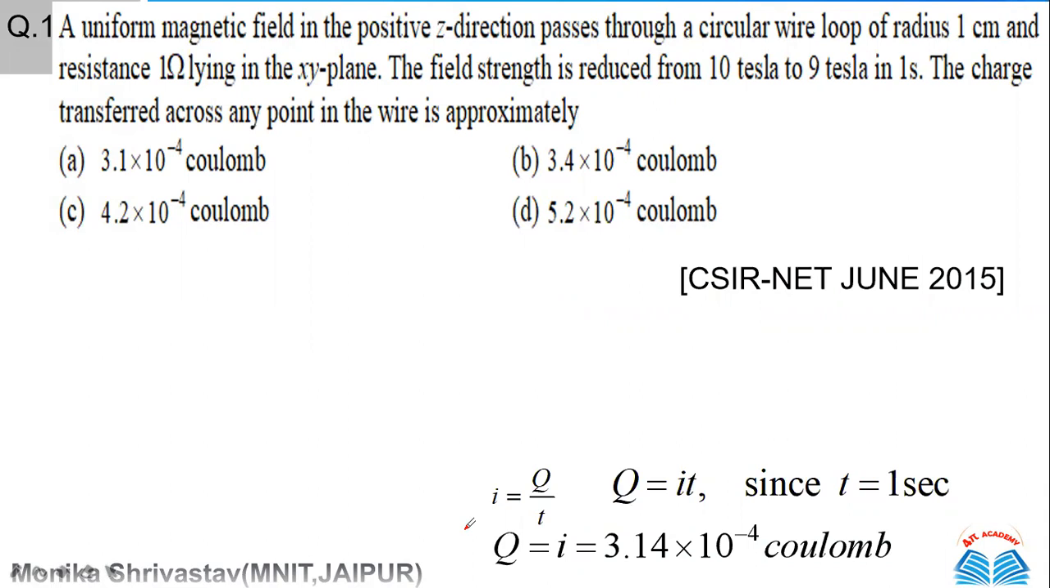A uniform magnetic field in the positive z direction passes through a circular wire loop of radius 1 centimeter and resistance 1 ohm lying in the xy plane. The field strength is reduced from 10 Tesla to 9 Tesla in 1 second. The charge transferred across any point in the wire is approximately, and there are 4 options. This question is from NET June 15.